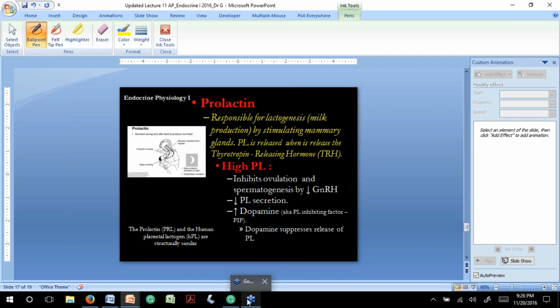Something important to remember is that prolactin is released when TRH is released. The TRH, the thyrotropin releasing hormone, comes from the hypothalamus, and it tells the pituitary gland to secrete the TSH, the thyroid stimulating hormone. So one is the TRH, from the hypothalamus to the pituitary gland, and the other is the TSH, from the pituitary gland to the thyroid gland. There are some cases of hyperthyroidism where there is some production of milk in the patients.